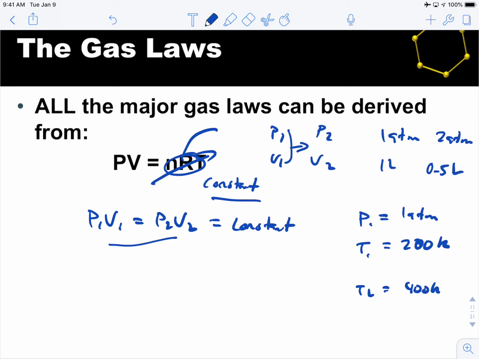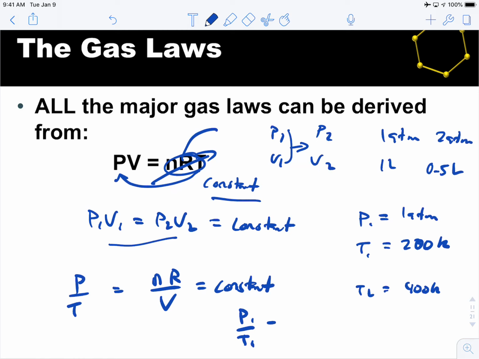But to solve that, let's say it wasn't very simple like that and you wanted to solve it. What you do is put everything that is not constant on one side of the equation. So I'm going to bring temperature over here, and I'm going to wind up with P over T is equal to nR over V, which is now constant because I'm not going to change the volume. It's the same number of moles of gas, and R is always a constant. So now you have P over T equals a constant. So what you can do is write a new equation: P1 over T1 equals P2 over T2. You can now solve for T2.